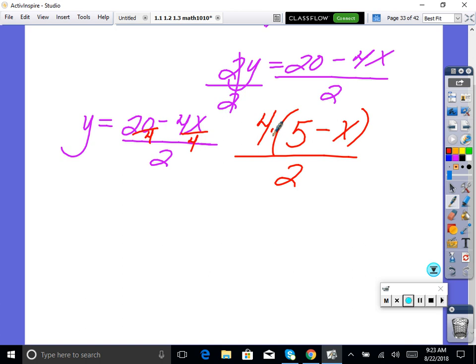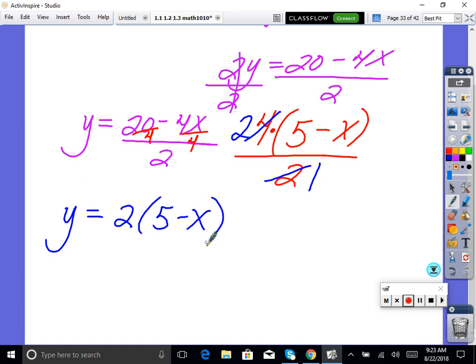Now, like I said, you can divide across a multiplication sign, but not a subtraction sign. So now we actually can divide out the 4 and the 2. So that becomes a 2, and it's on top, right, everyone? 4 divided by 2 becomes 2. 2 divided by 2 becomes 1. So our final answer would be y is equal to 2, parentheses, 5 minus x, and done. All good? Okay. Moving on.